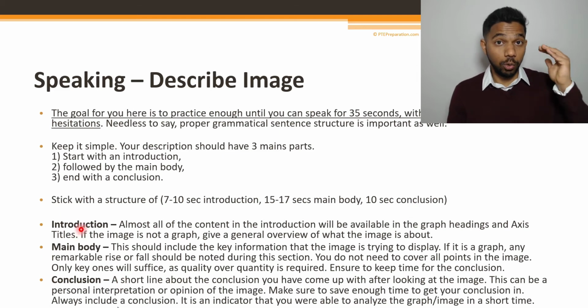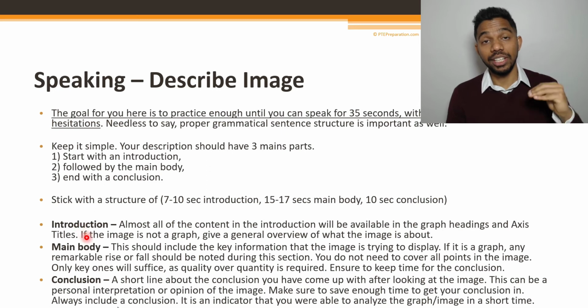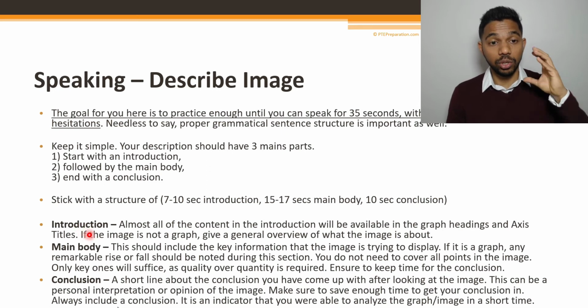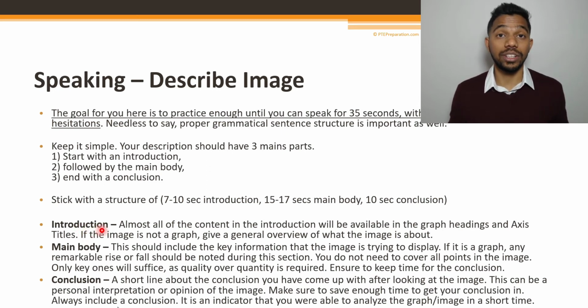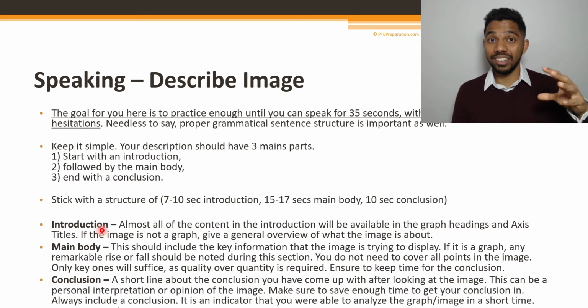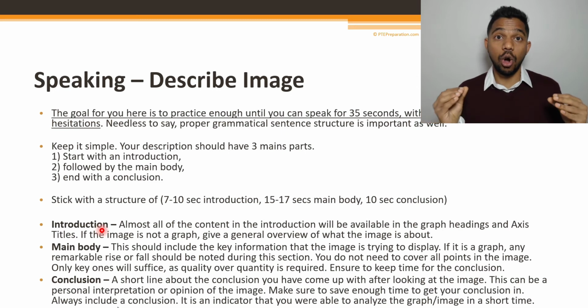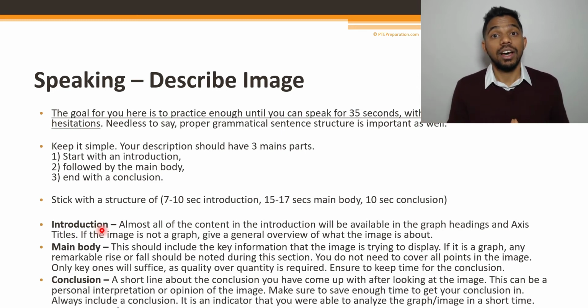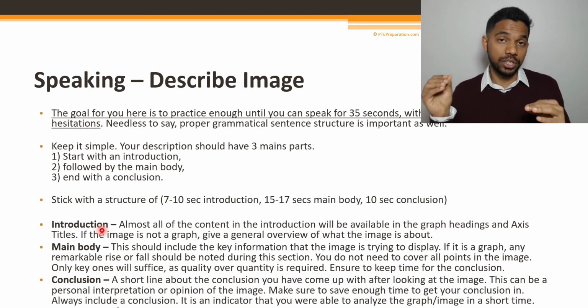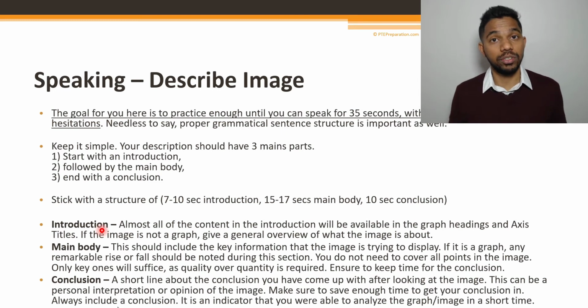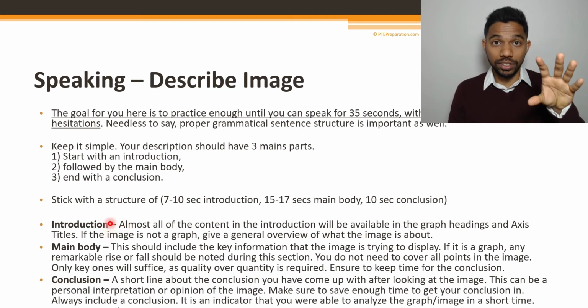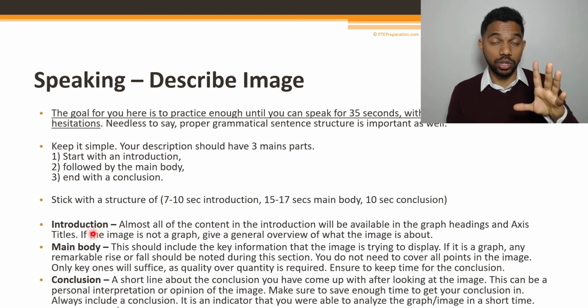Now let's look at what to talk about in each one of those 3 parts of your answer. In the introduction, almost all the content that you get will be available either in the graph axis or in a label on the image or graph, and using that basic information that you see on screen, you should be able to piece together a general overview of what the graph is about. So use whatever information you have on screen to talk about the introduction.